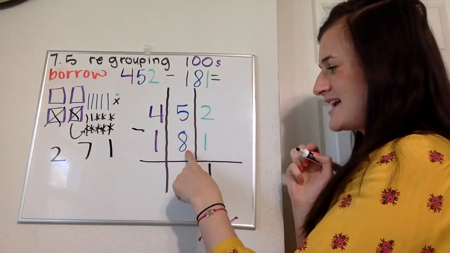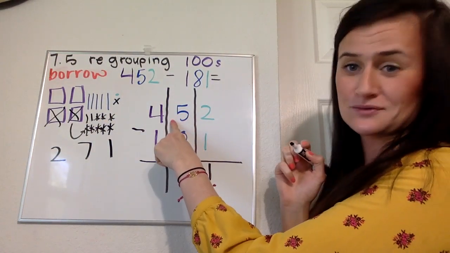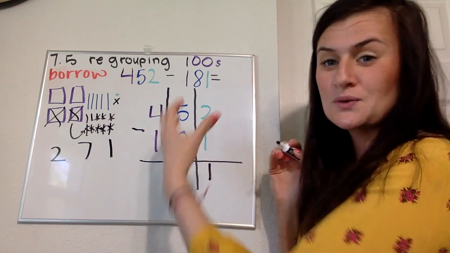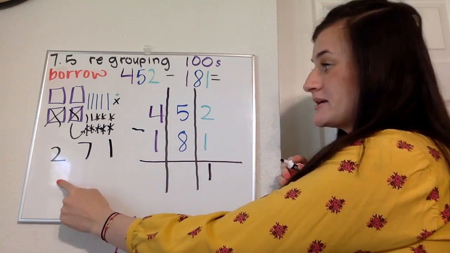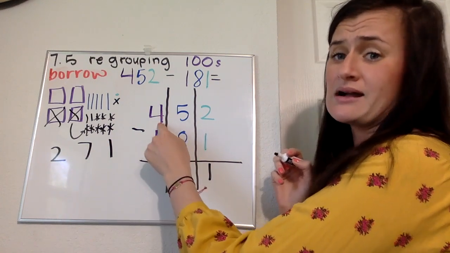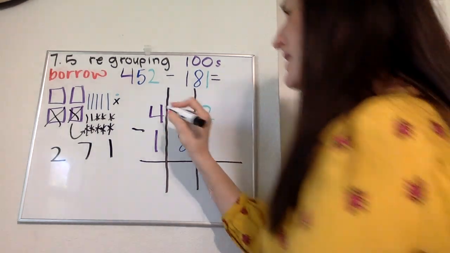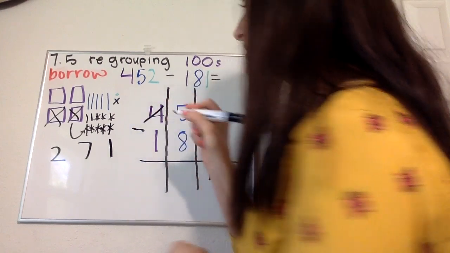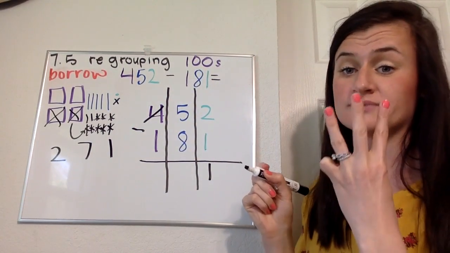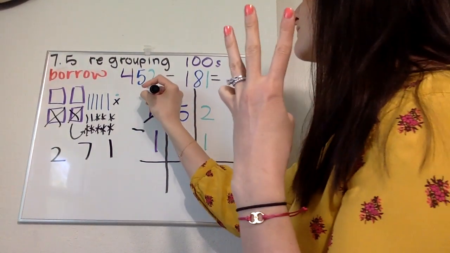5 take away 8. We know 5 is less than 8, so we cannot subtract. So what we're going to do, just like in our pictures, we are going to borrow a 100. You're going to notice it looks exactly the same in the hundreds place. What I'm doing is I'm taking away 100. So I had 4 hundreds, taking 1, and I have 3 left over.